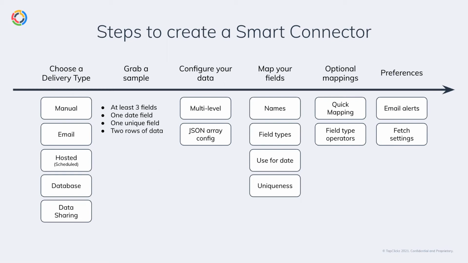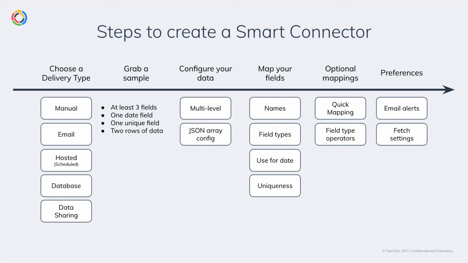You then map your fields, which means I'm going to take, in essence, the column headers from a CSV and tell the system, TapClicks, how to interpret those. And then there are some additional mappings and preferences. But the big ones here are: tell me where the data is, give me a sample, map your fields, and then submit it for the smart connector.